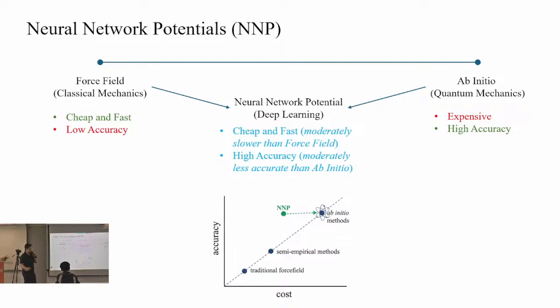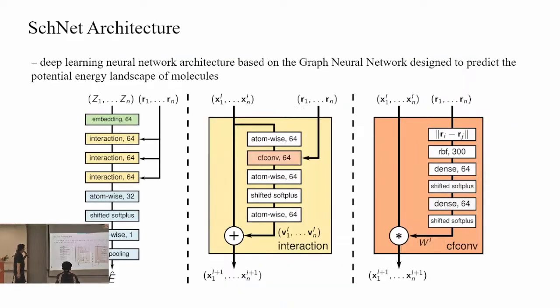Okay, so in essence, we want to get the best of both worlds: the cheap and fast usage of force field and the accuracy of ab initio. Of course, it sits right in the middle, so it's not exactly as fast as force field, but not as accurate as ab initio. But as you can see here, we try to get NNP as close as possible to the ab initio accuracy.